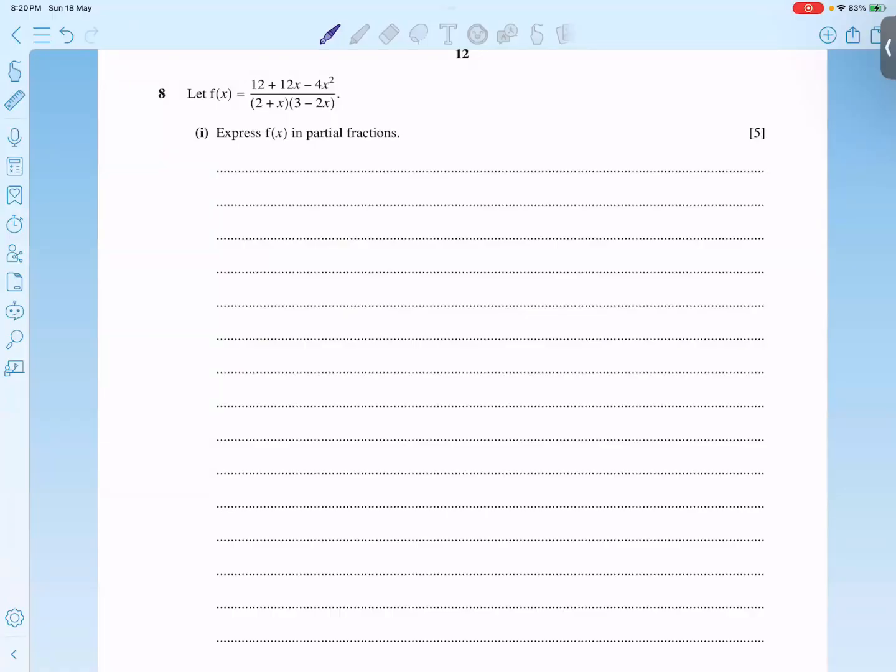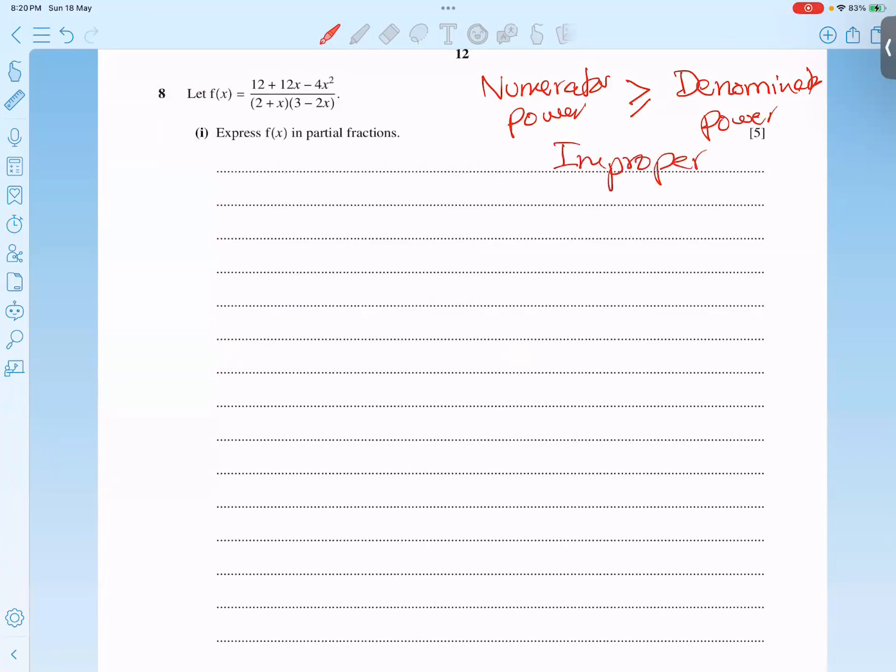So students, when we have this kind of question, we have upper power. I taught this many times, I'm repeating again. If the numerator power is more than or equal to the denominator power, this is called an improper fraction. For example, what is the highest power? 2. What is the lower power? x times x becomes x squared. So both are equal.